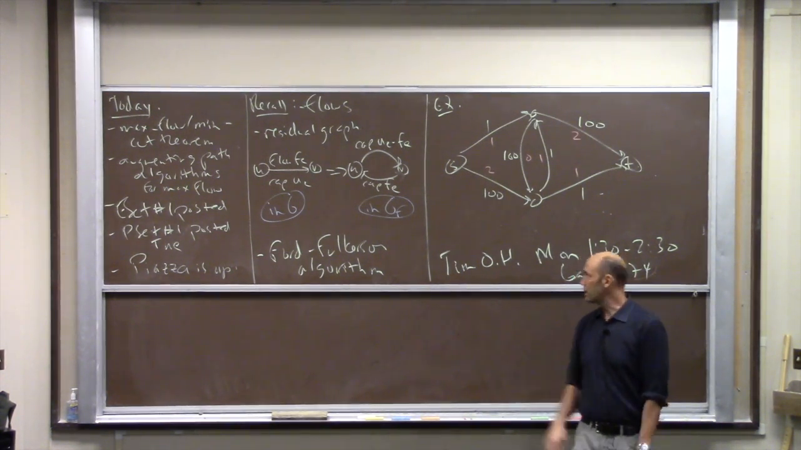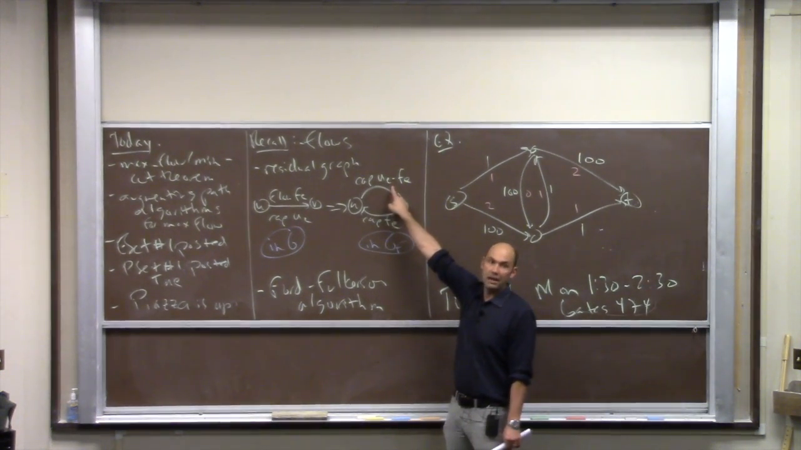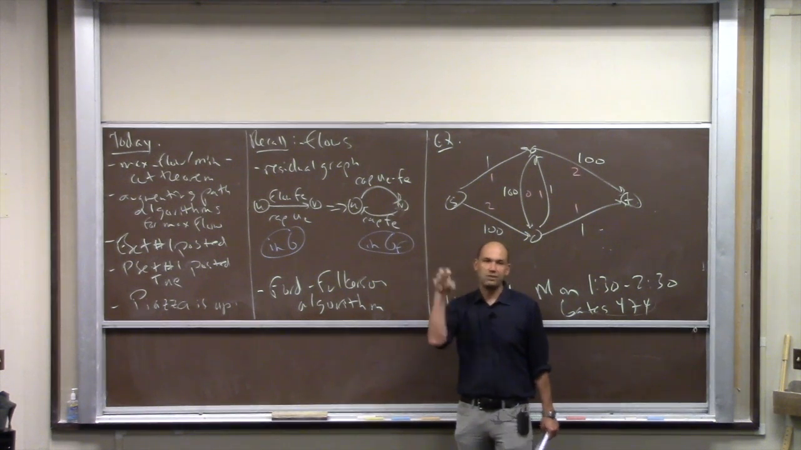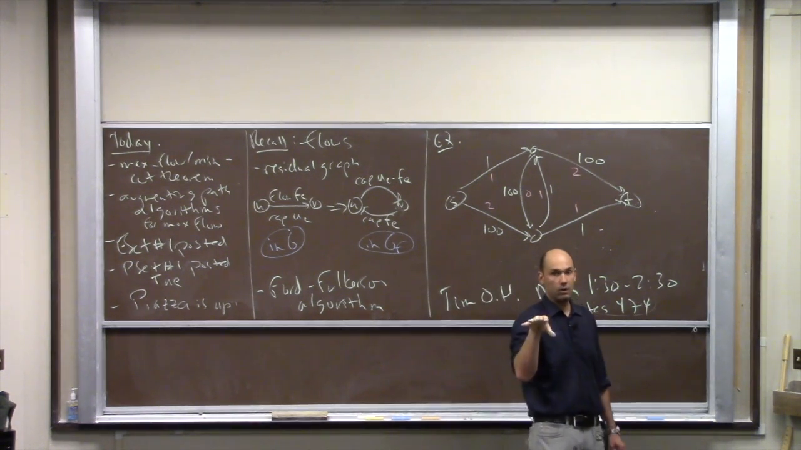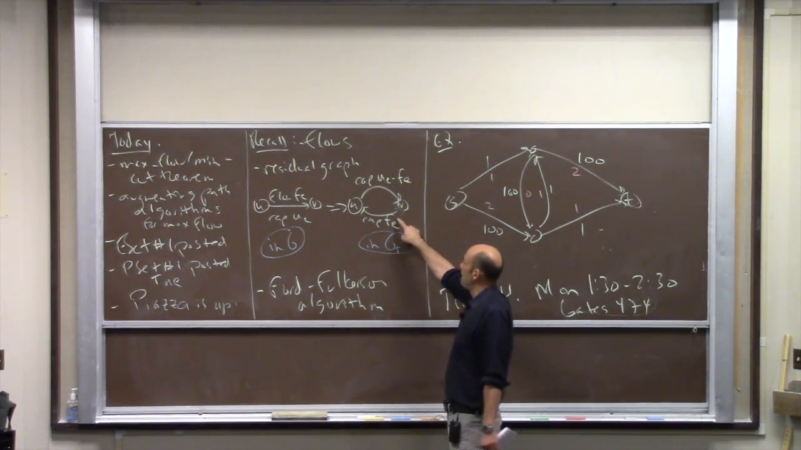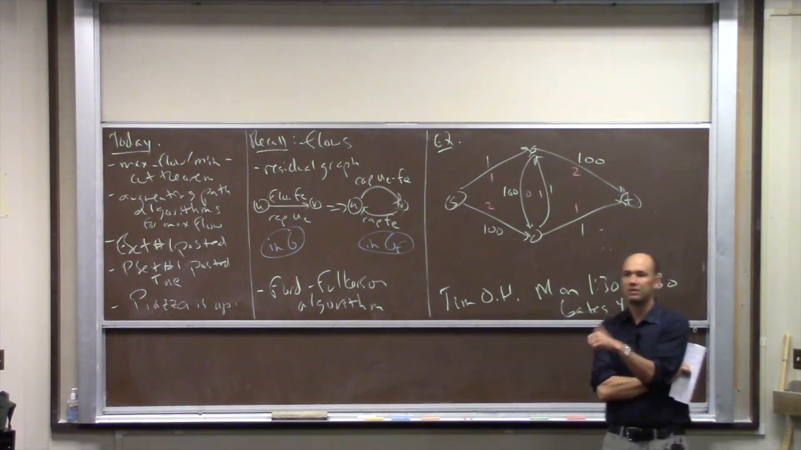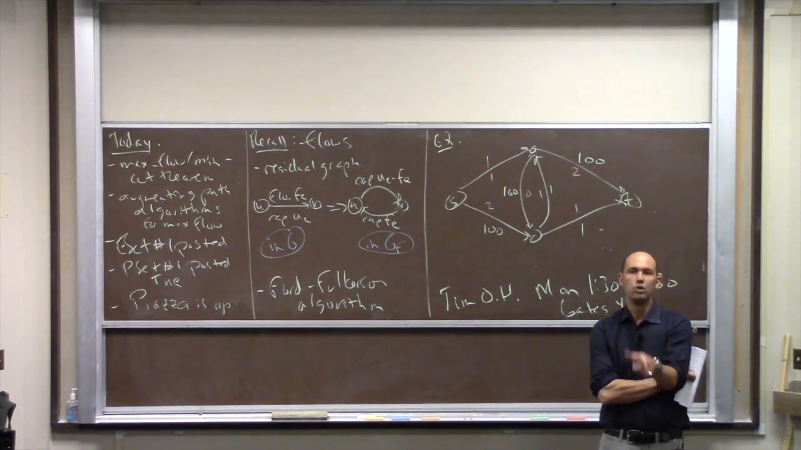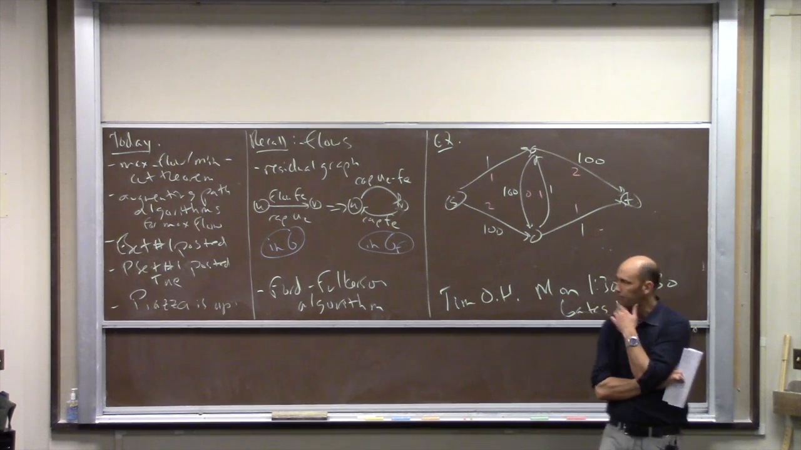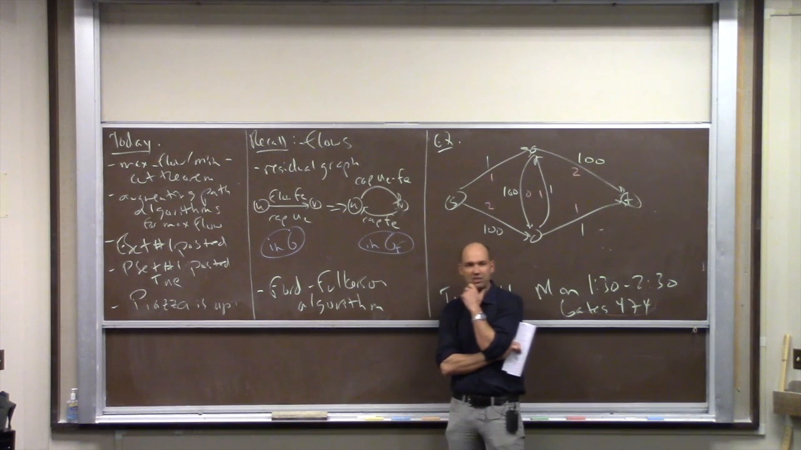The forward arc is given in the residual network capacity UE minus FE. So this is just the room left on the edge to push flow forward. Okay, so that's the forward edge in the residual graph. The reverse edge corresponds to an undo operation. So if you've already pushed F sub E units forward across it, then you have capacity F sub E to undo it, to push it backward. Okay? So that's the residual graph, and we talked about the Ford-Fulkerson algorithm.